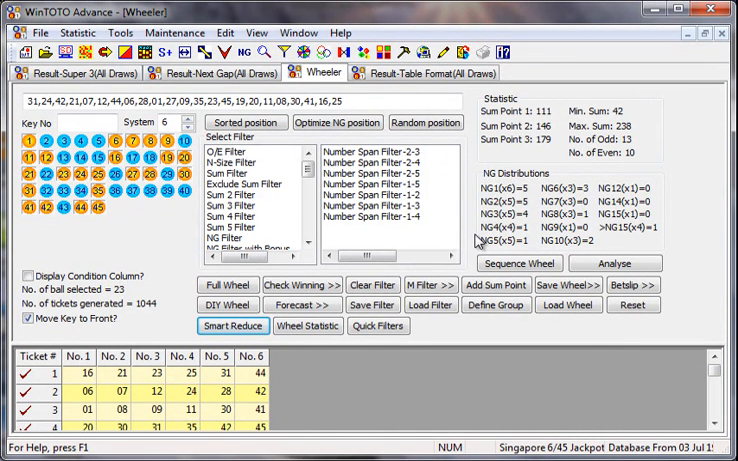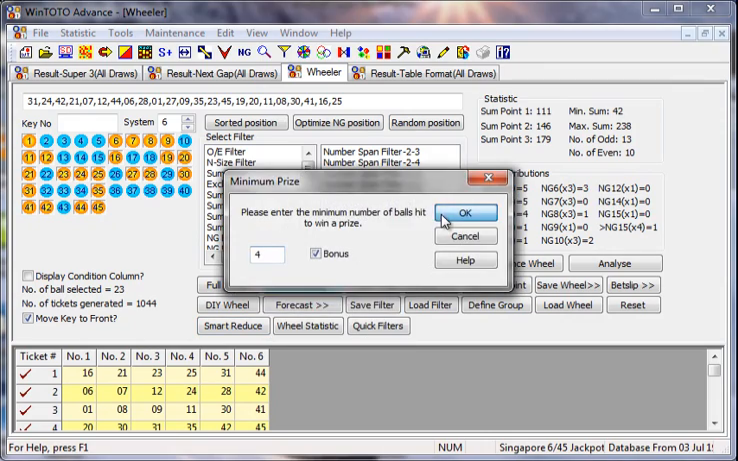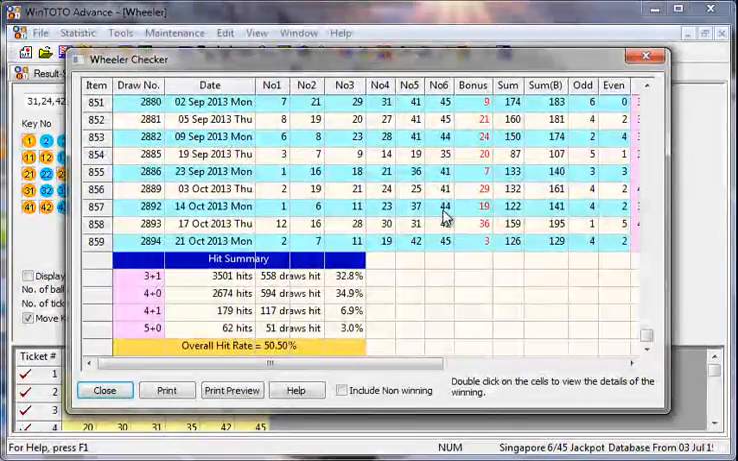Alright, and how much do you actually pay right now? For 1,044 tickets, you only need to come up with $522 versus $1,129.50. So you can see how much savings you have. And let's take a look at the winning percentage. Alright, just now we have 53.15 and then we minus off now 50.5. We only have a drop of 2.65%.